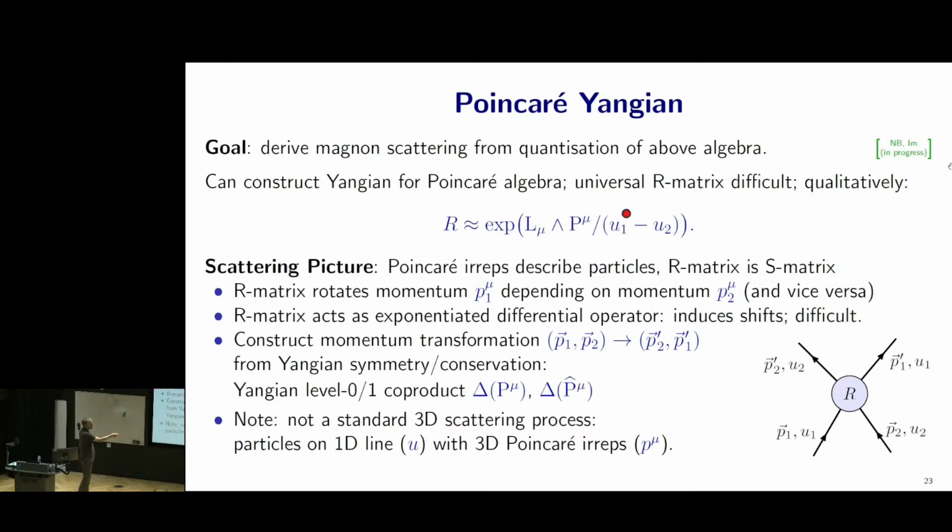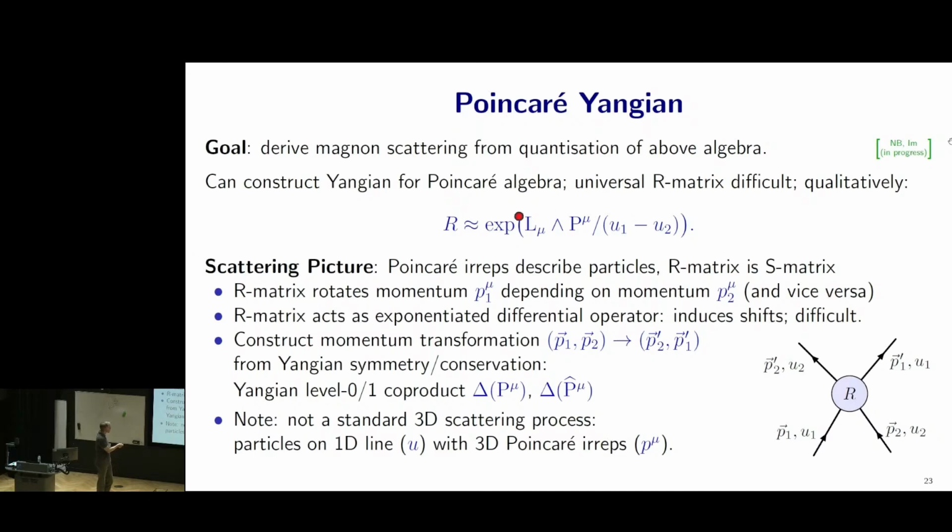And then the next complication is that usually the quantum R matrix is an exponential of some differential operator. Now this is a shift operator. This does an infinitesimal shift. If you exponentiate that, that will be a finite shift. So you have two momenta coming in through the R matrix of this Poincare algebra, and the momenta will somehow be transformed from P1, P2 to P1 prime and P2 prime, or as the order is interchanged, it's actually P2 prime and P1 prime.